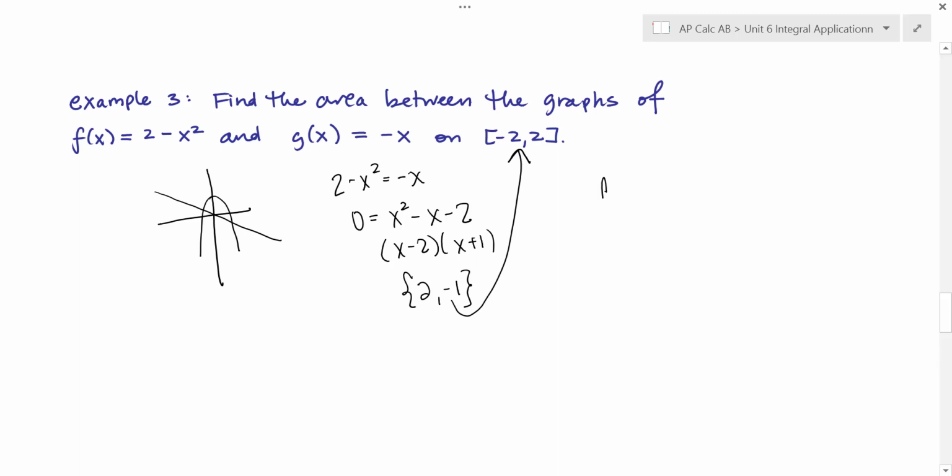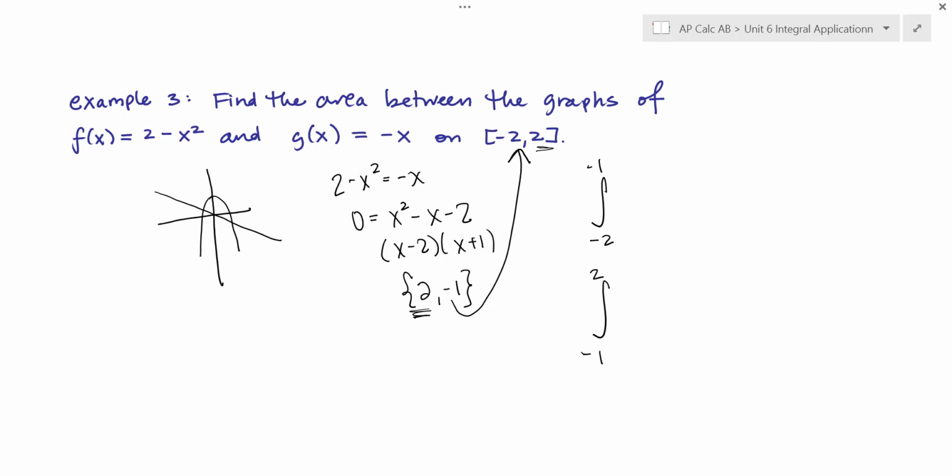So for one integral, I'm going from negative 2 to negative 1. And I know on the other integral, I'm going from negative 1 all the way to positive 2. I know that I'm not going to have another break because that second intersection point corresponds to the end of my interval. So there's only a break one time.